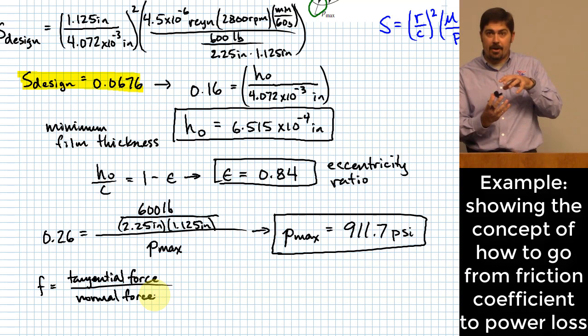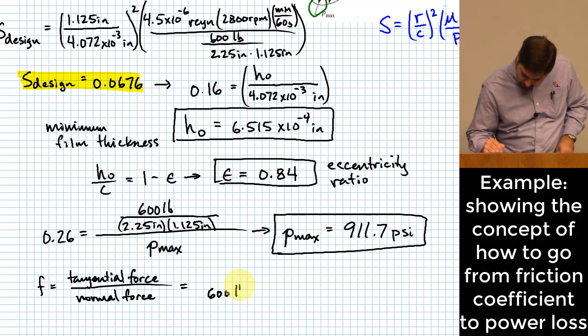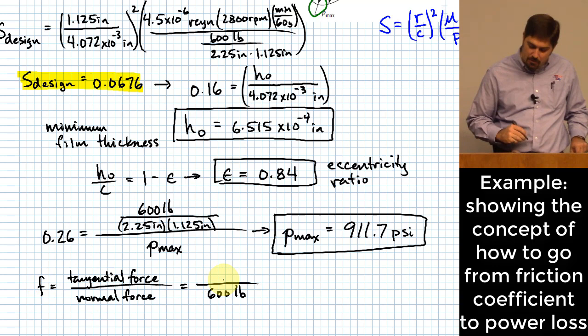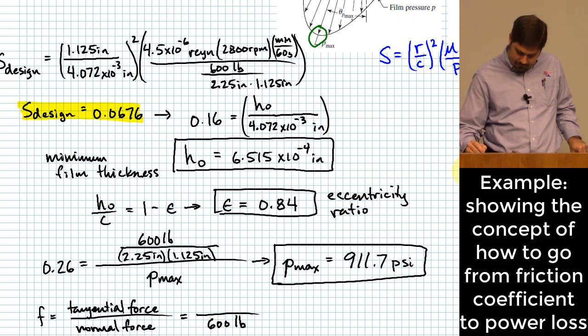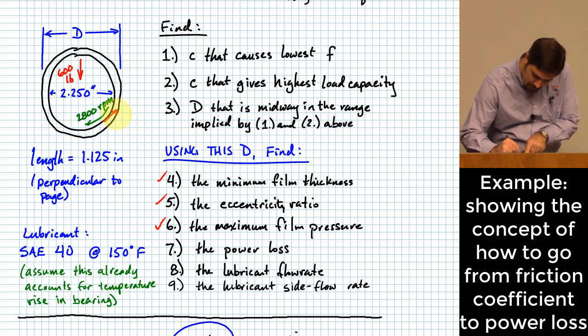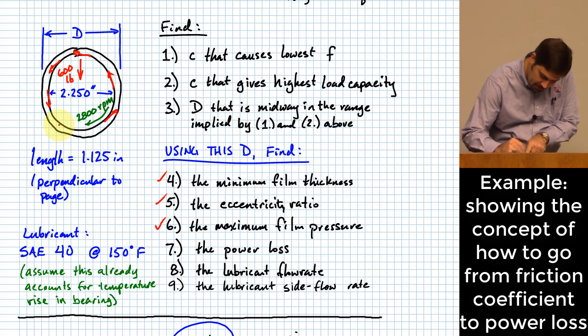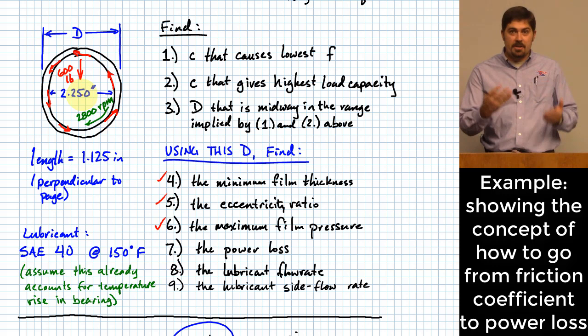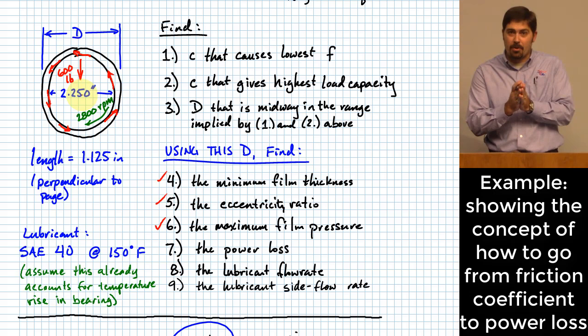Well, if we can figure out the tangential force, or if we can figure out F, I should say, then that tells us how much tangential force we've got. How does that help us? If you go all the way back up here, we're running with 2,800 RPM. There's a tangential force that's distributed all around the perimeter here that is resisting the direction that it wants to turn. Well, that can be turned into a torque, right? That tangential force times the radius of the journal gives you a torque. Well, now we have a torque and a speed, and what does that give us? Power. But the starting point is we've got to find our friction factor F.